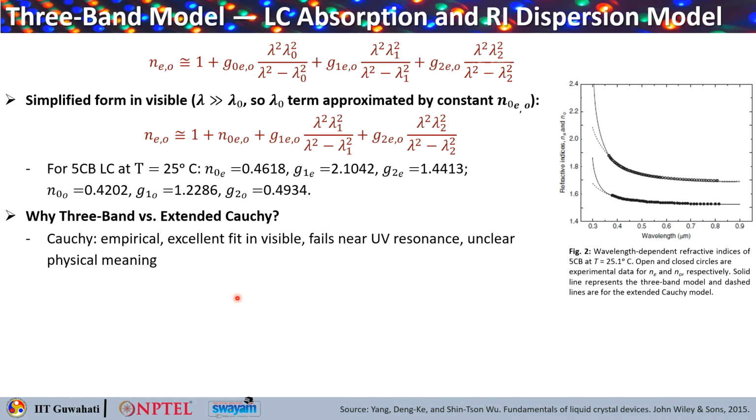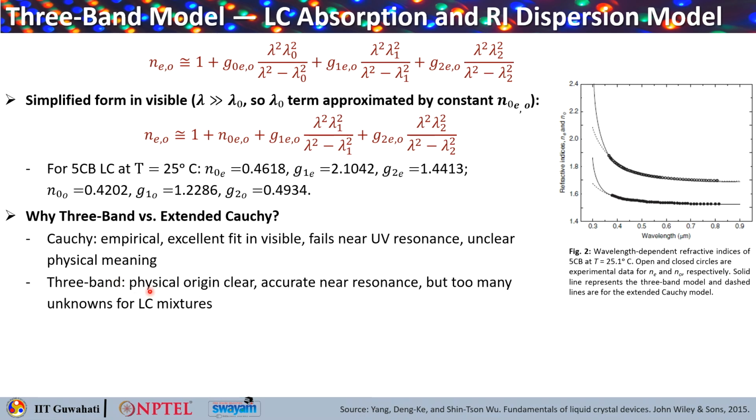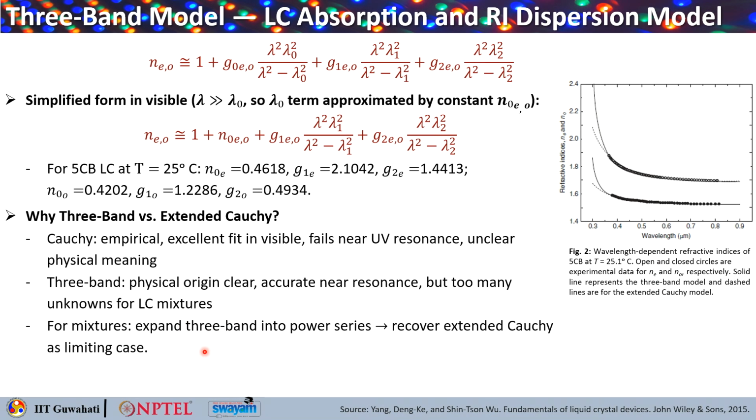So we understood the Cauchy is empirical, it is excellent in the visible, but it fails near the UV resonance, and also its physical meaning is unclear. When you go to the 3-band model, it basically tells you the physical meaning, so it is clear and accurate near the resonance, and there are not too many unknowns for LC mixtures. For a mixture, you have to expand this 3-band into a power series, and that will basically recover the extended Cauchy as a limiting case.